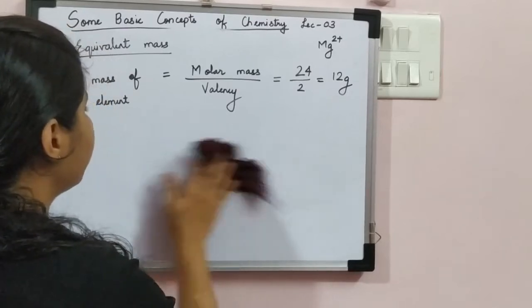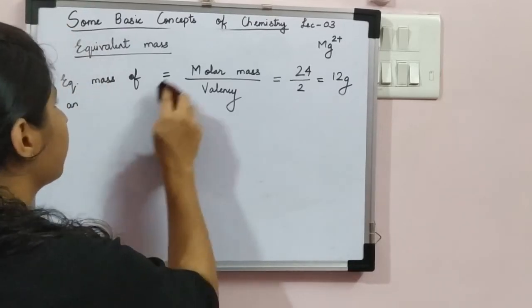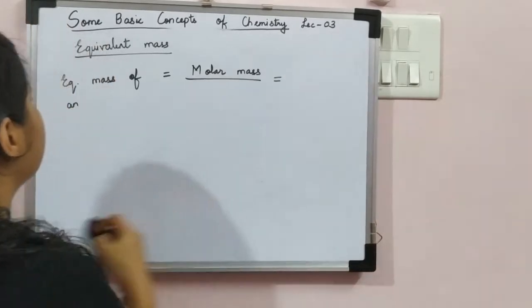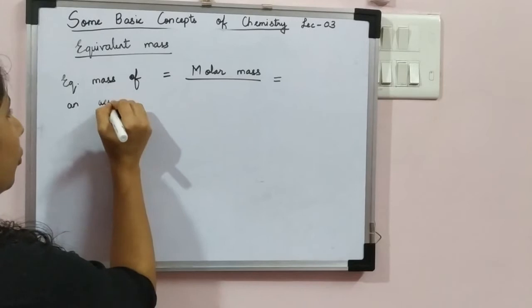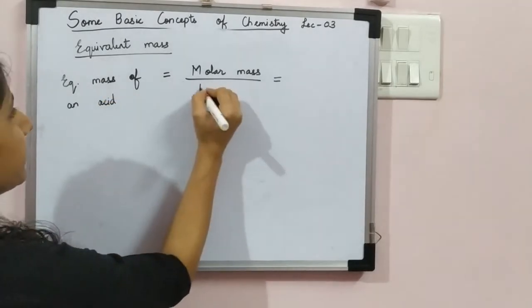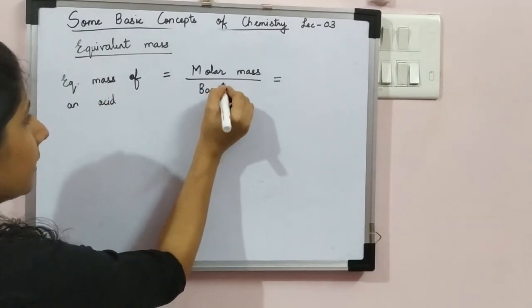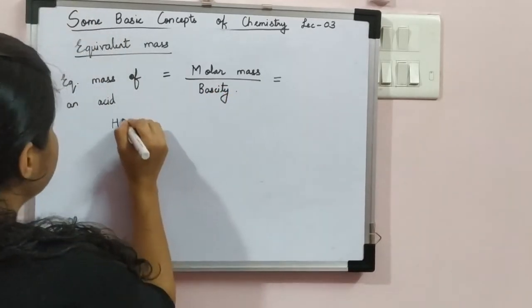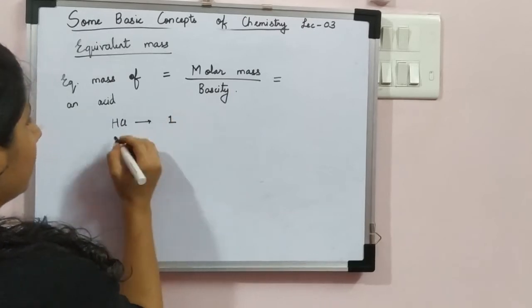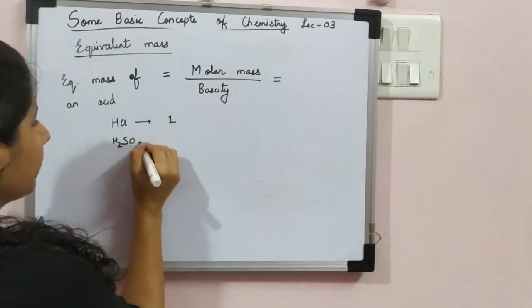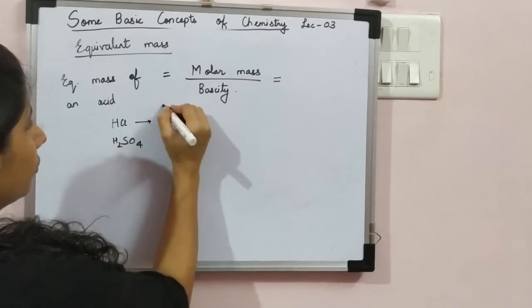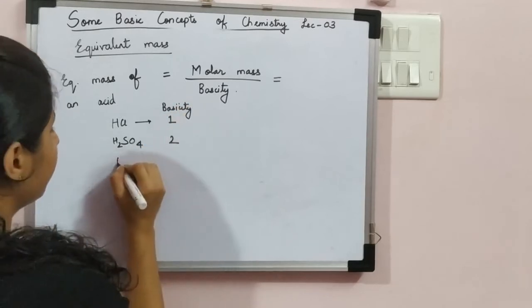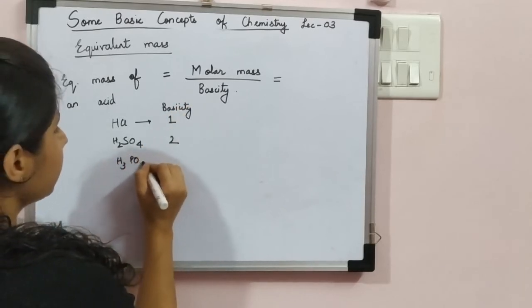Now we will calculate for different substances. Now let's see the equivalent mass of an acid. So what is the equivalent mass of an acid? It is the molar mass of the acid upon its basicity. Now what is basicity? Basicity of an acid is the number of replaceable H plus ions. Let's say in HCl, its basicity is 1. In H2SO4, there are 2 replaceable H plus ions, its basicity is 2. Okay. And in H3PO4, which is phosphoric acid, the basicity is 3.